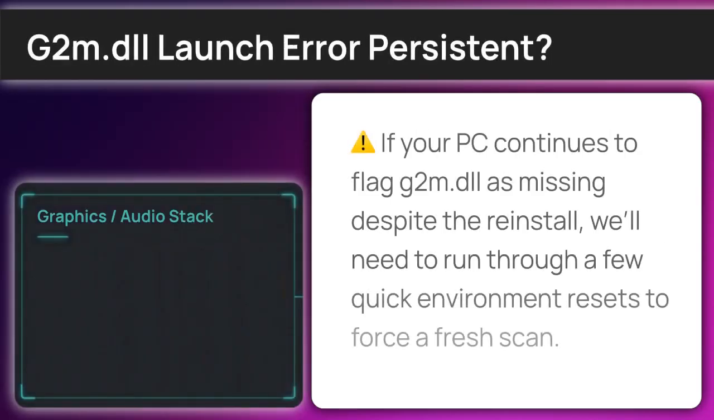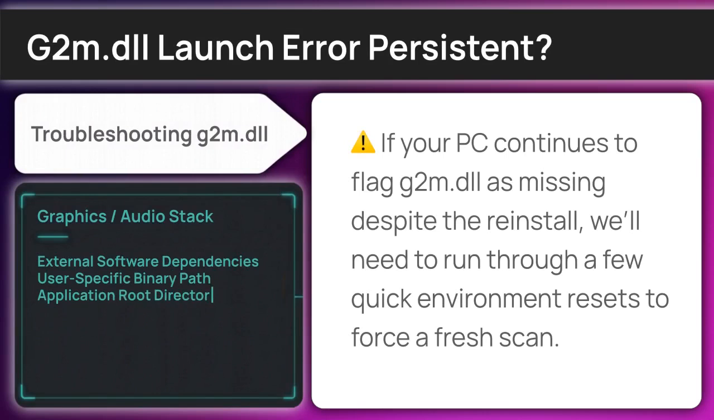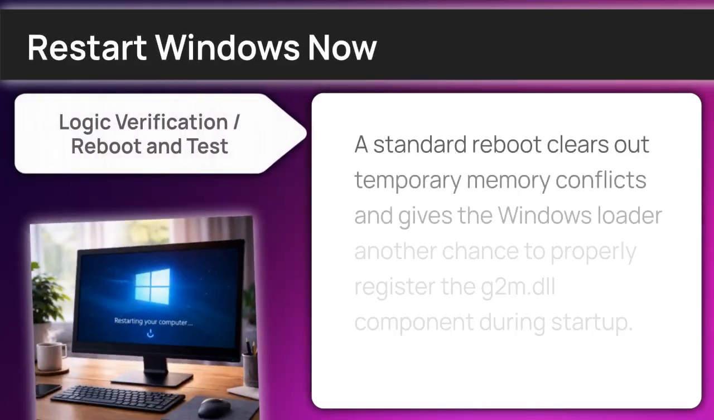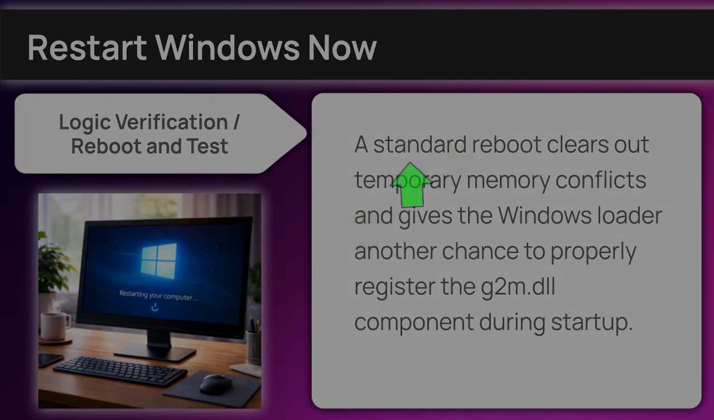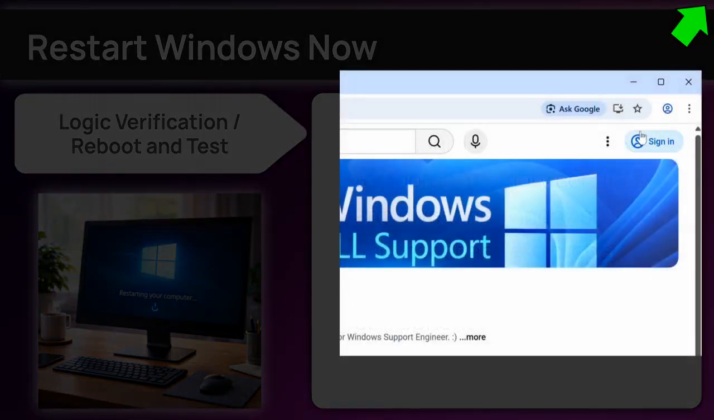If you are still encountering the error after following the official setup, it's time to investigate the underlying system architecture. A full system restart clears the temporary memory cache and allows Windows to attempt a fresh initialization of all required libraries, including GoToMeeting Codec.